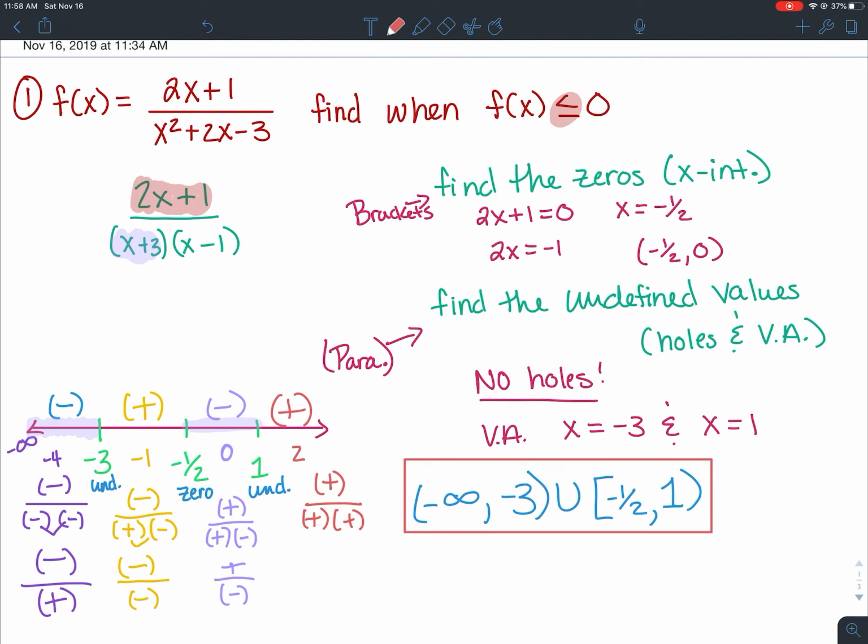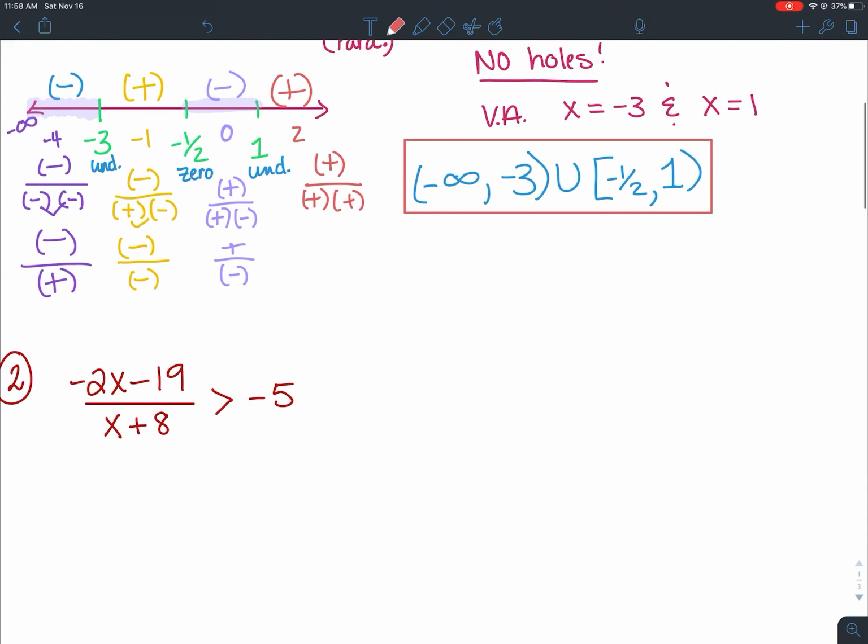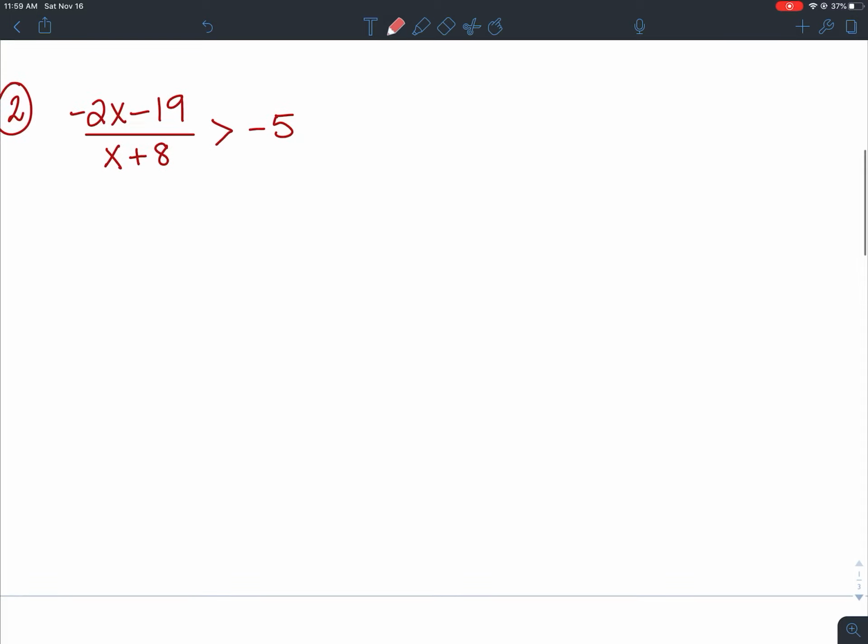It's a lot of thinking. You got to be able to do the mental math. You got to be able to think, what are we going to get when we do this? All right. Here's your next example, friends. So write it down, please.